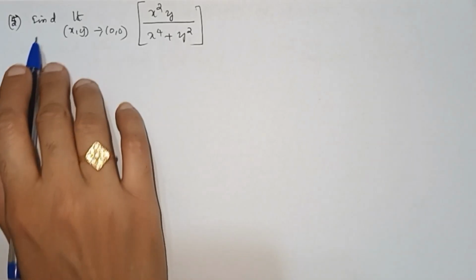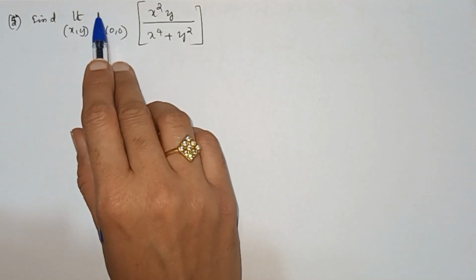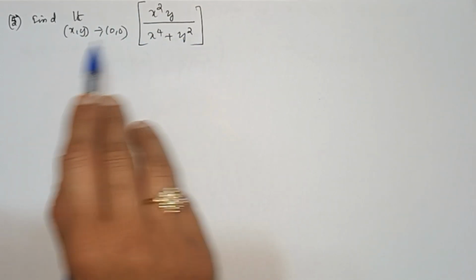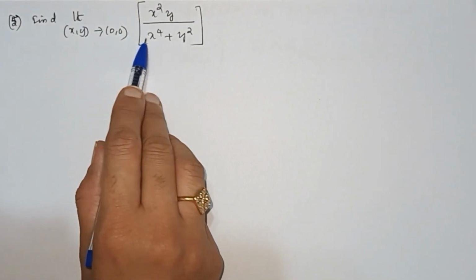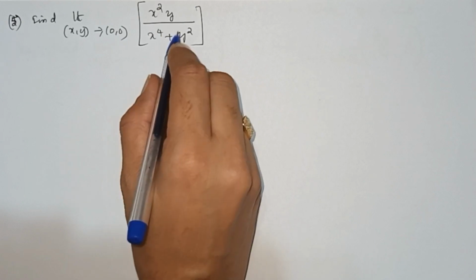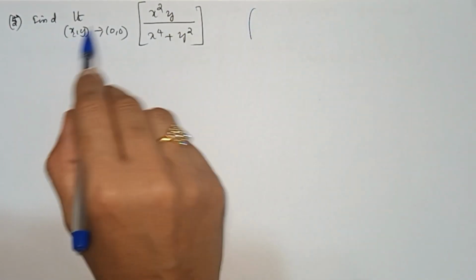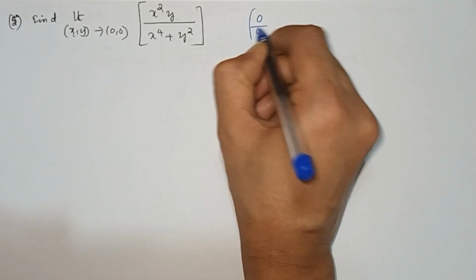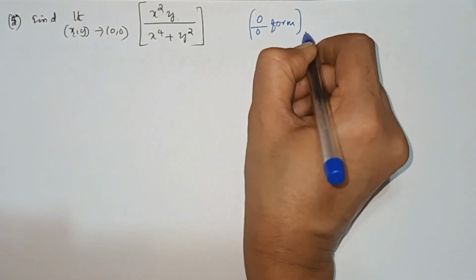Now consider the fifth problem. Find the limit of x squared y divided by x to the power 4 plus y squared as (x, y) tends to (0, 0), if it exists. When you directly apply the values of x and y into this function, we get the 0 by 0 form, which is an indeterminate form.